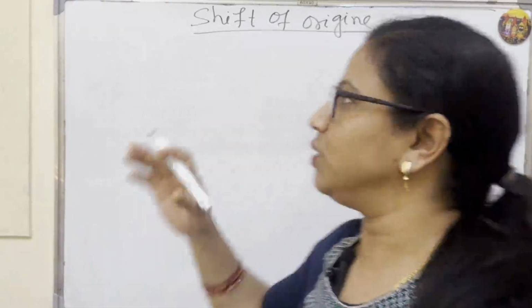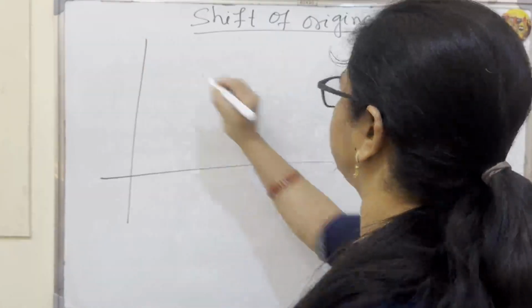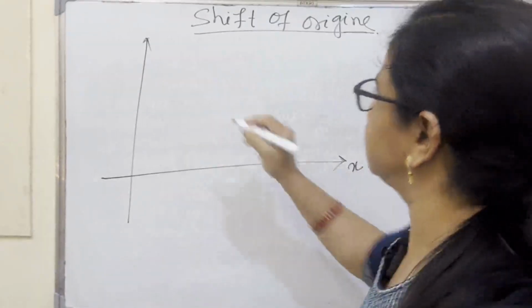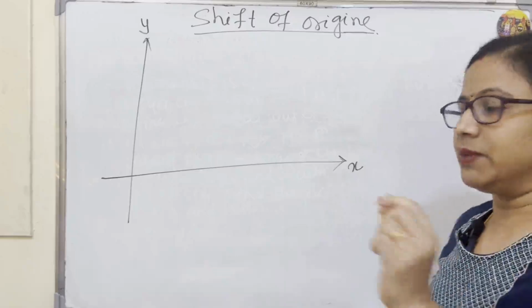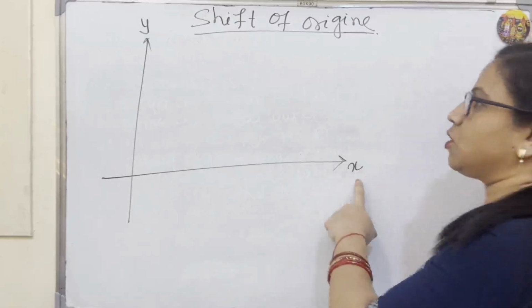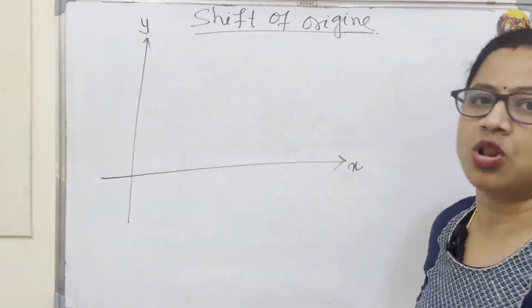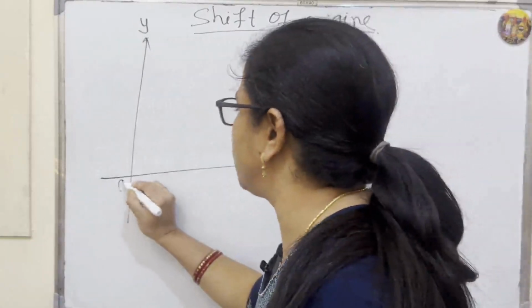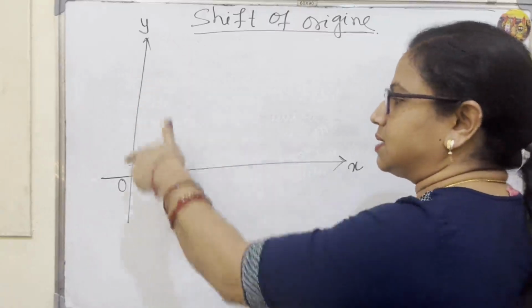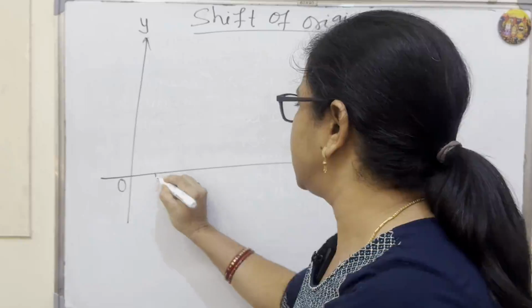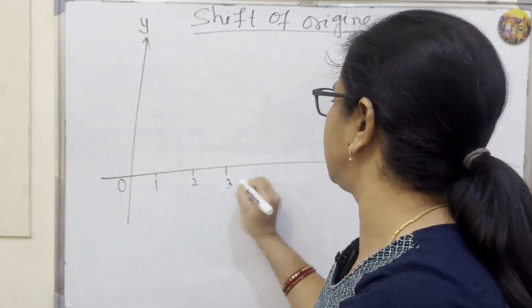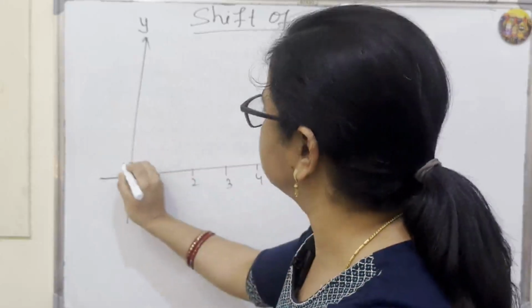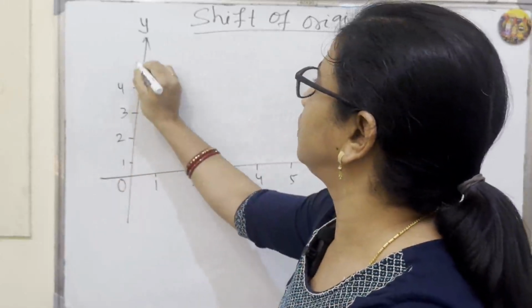So starting with the concept shift of origin, let me draw one graph here. So this is my x axis, this is my y axis. Do remember this is written as small x and this is written as small y. The origin is O. So this is our Cartesian plane. This is x-axis and this is y-axis. Let this as 1, 2, 3, 4, 5. Here this is 1, 2, 3, 4 and 5.